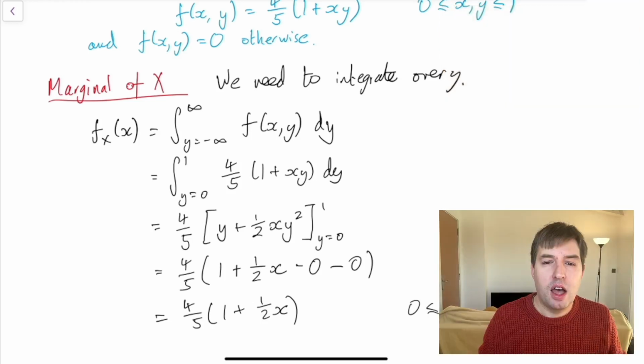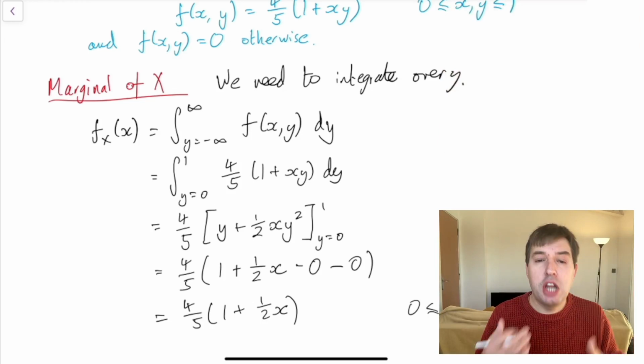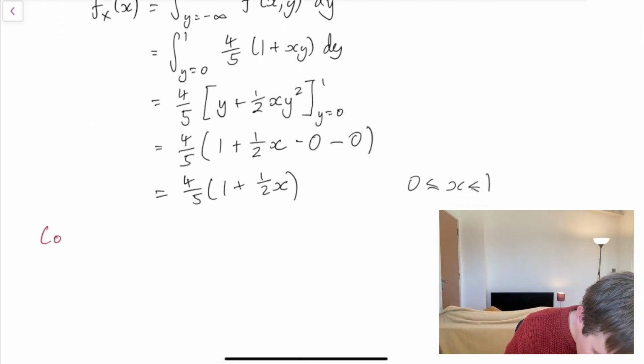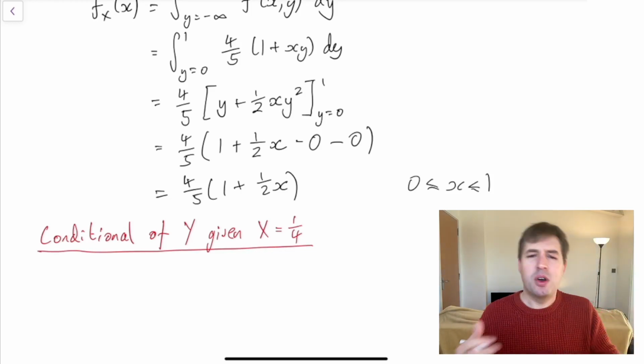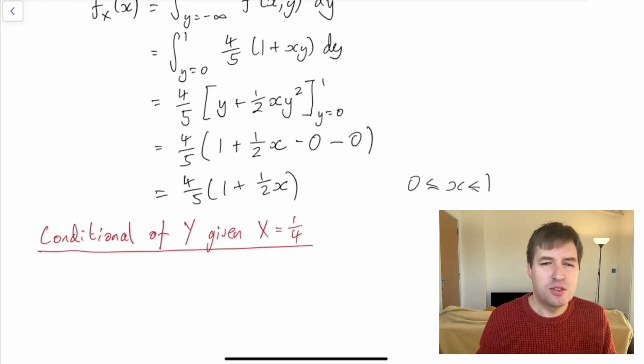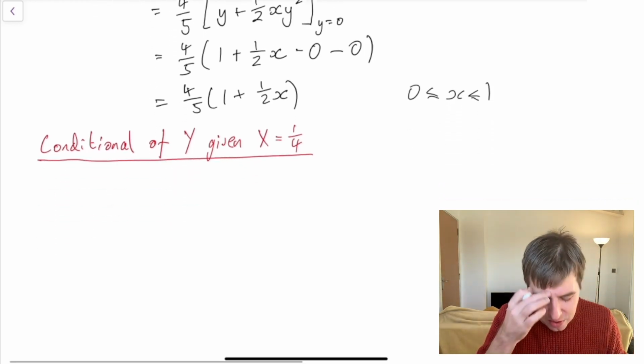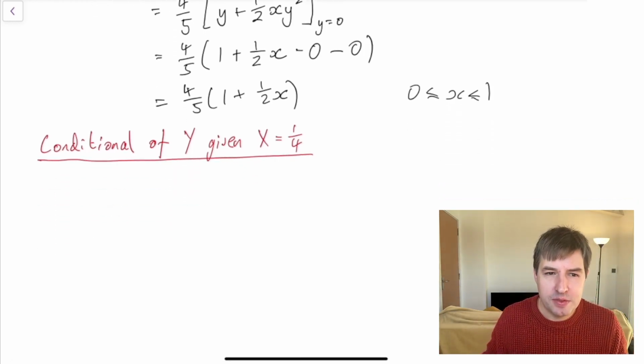The second thing I said we wanted to calculate was a conditional probability density function. So let's do the conditional of y given x equals a quarter. I think in one of the lectures I did this for x equals a quarter, and in one I did x equals a half. Doesn't matter, the principle is the same, but the answer for x equals half turns out to be a little bit boring. So I'll do this for x equals a quarter here.